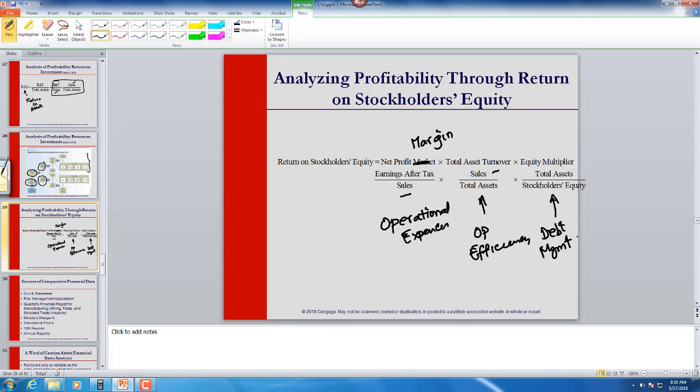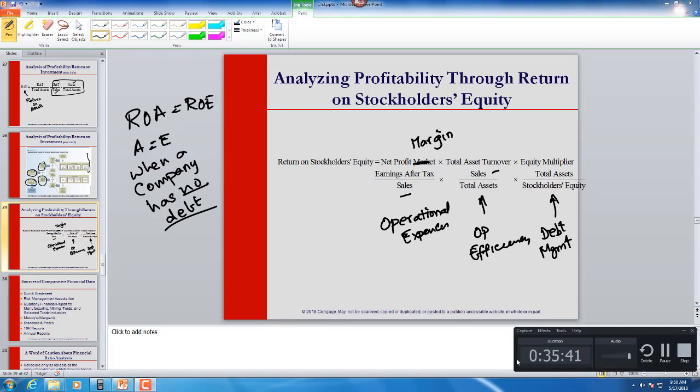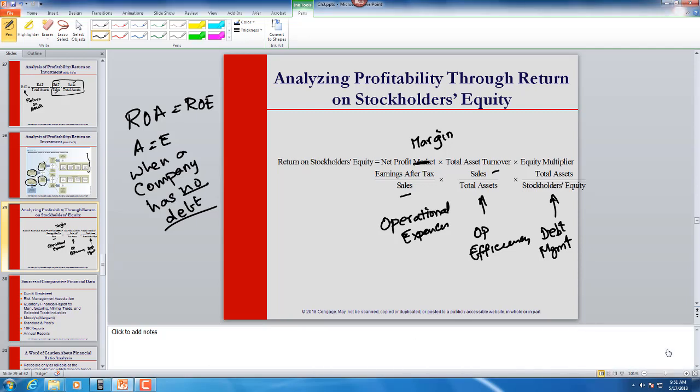Now, let me ask you all this. When will ROA equal ROE? There are times when ROA will equal ROE, when assets equal equity. That means when a company has no debt, assets will equal equity. In that case, the last ratio, equity multiplier, will be 1 because total assets will equal shareholders' equity. But normally they are not. Most companies use debt because that's an advantage that you can use.